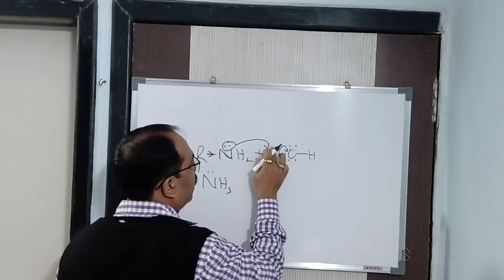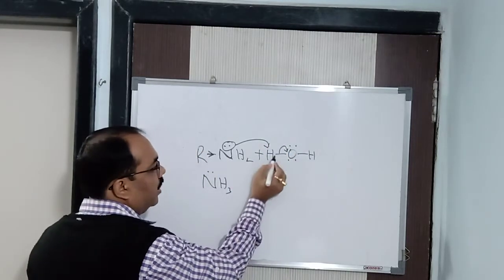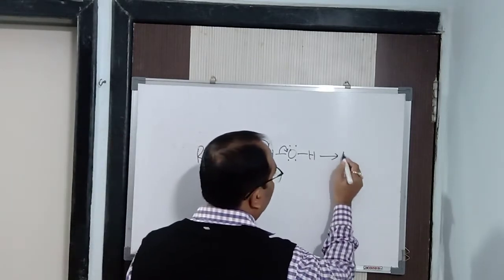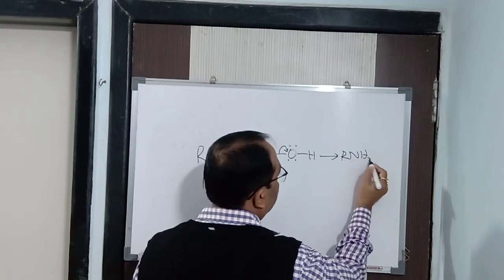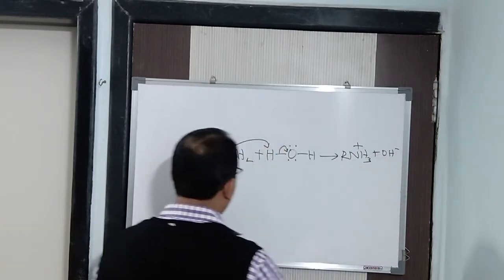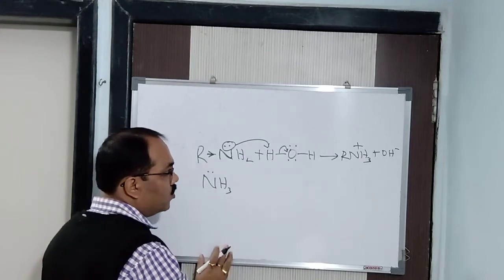So as a result, let me remove the sign then. You can see it very clearly here. So this pair of electrons goes here. When this pair of electrons goes, what does it form? It forms RNH3 plus and OH minus is released, we can say that. Clear? RNH3 plus and OH minus is released.